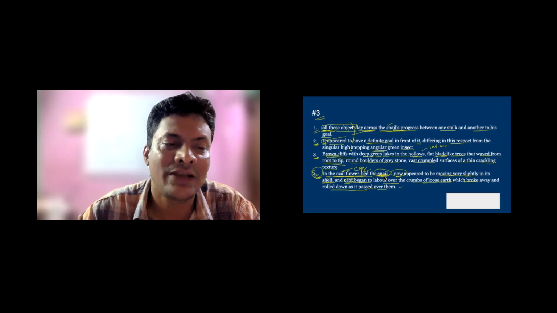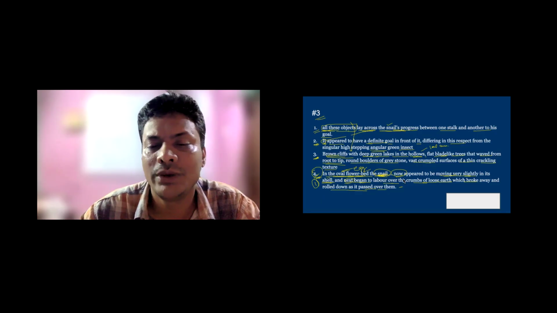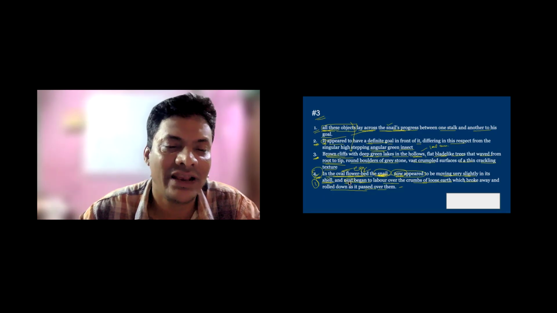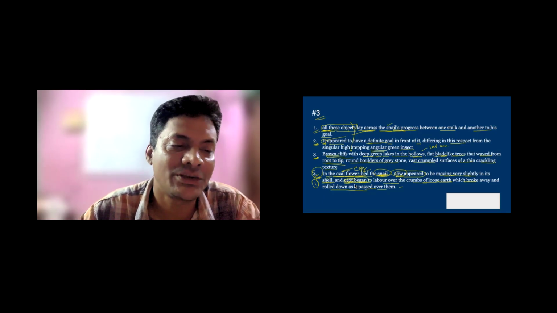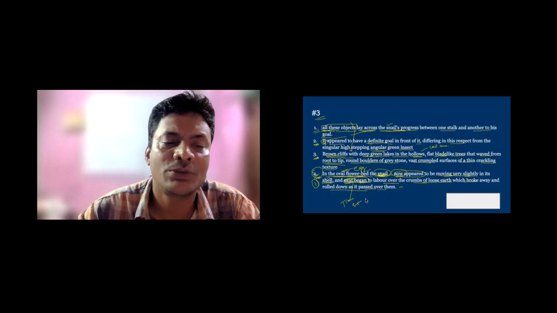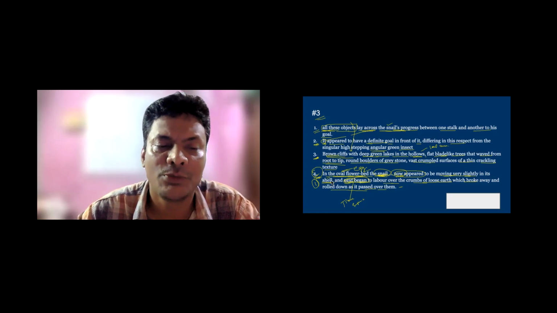So we can say the fourth sentence would be the first sentence here because it introduces the snail's movement, a slow, careful beginning, a journey. Here we can find linking words like "now appeared to be moving very slightly in its shell," and then it is stated "next began." These indicate the time sequence present here. But the most important thing is that four would be the beginning because it introduces the snail's movement.